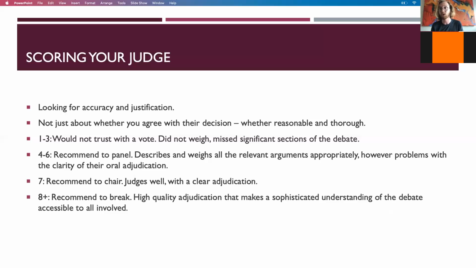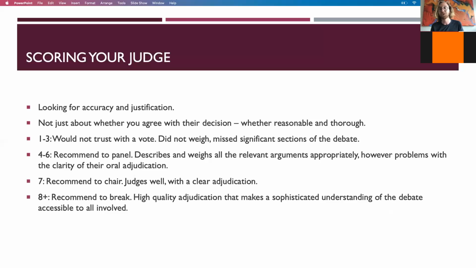With a score of 4 to a 6, you are recommending this person to panel, which means that you want them to have a vote, but you're not necessarily comfortable with them being the only person having a vote because they can get some things wrong, and you wouldn't be comfortable with them fully explaining to teams in tight calls why one team had won and one team hadn't in the way that a chair might be able to do. So that means they have described and weighed all the relevant arguments appropriately, but there were problems with the clarity of the oral adjudication.